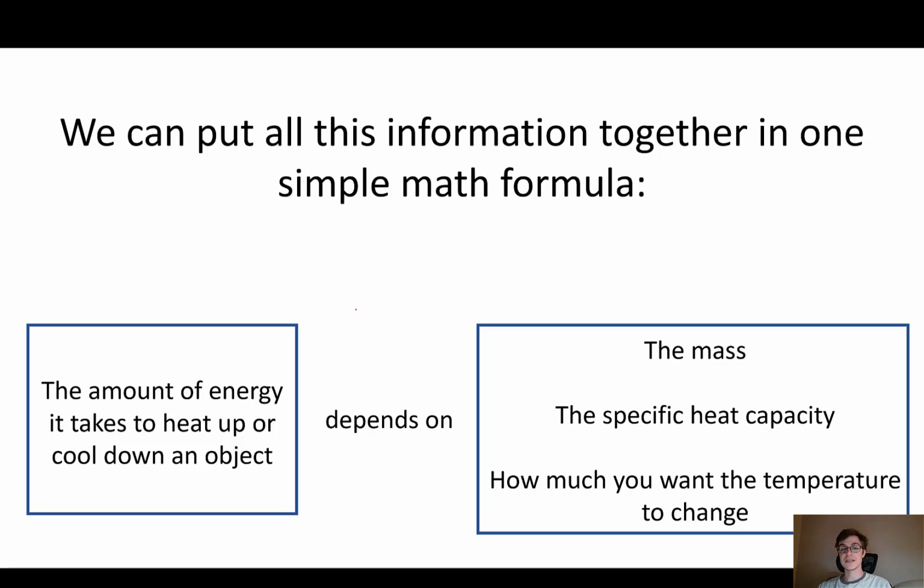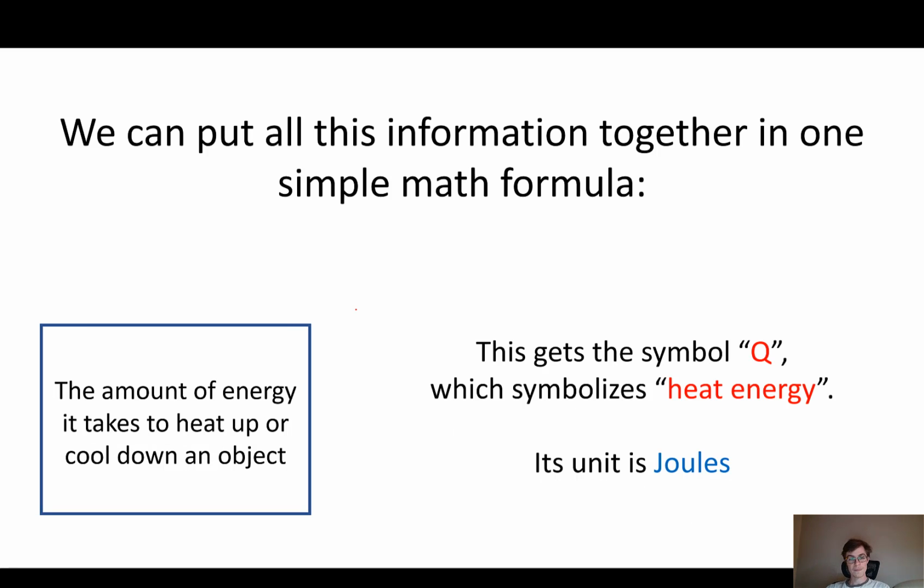The information being that the amount of energy it takes to heat up or cool down an object depends on the mass of the object, the specific heat capacity of that chemical, and then how much you want the temperature to change. To heat it up by 1 degree doesn't take as much energy as to heat it up by 100 degrees. So, the amount of energy it takes to heat up or cool down an object, the thermal energy, gets the symbol Q, and we call it heat energy.